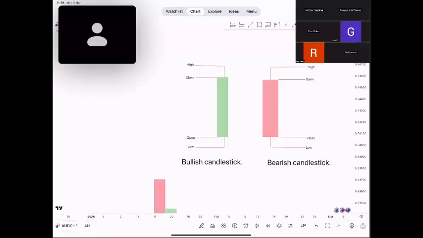So this bearish candlestick represents a selling candlestick. Something is just falling. Falling, exactly. While the bullish candlestick is like something is rising. You understand?